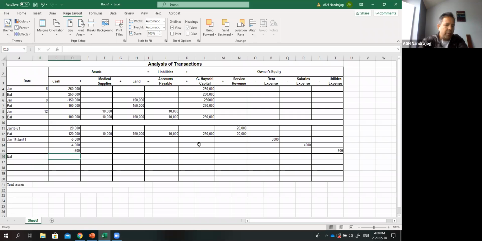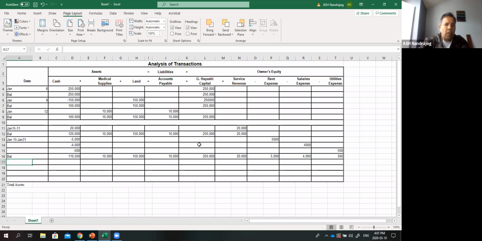And now we can write down the balance after all of those expenses. So now we are left with a total of $110,500. $110,500 is our balance in cash. Medical supplies still remain unchanged. The land remains unchanged. The accounts payable remains unchanged. The capital remains unchanged. The revenue, we haven't earned anything new. And now we have recognized the rent expense is total $5,000. Salaries expense is total $4,000, and utilities expense is total $500.